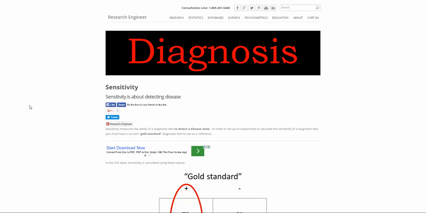Within diagnostic testing, sensitivity is the ability of a diagnostic test to detect a disease state. In order to set up an experiment to calculate the sensitivity of a diagnostic test, you must have access to the current gold standard method by which the diagnosis of the disease state is made.